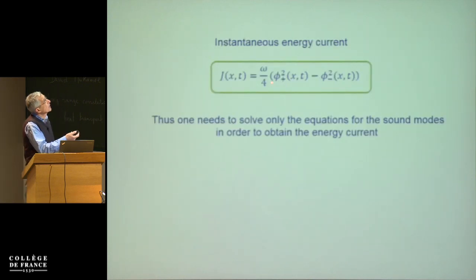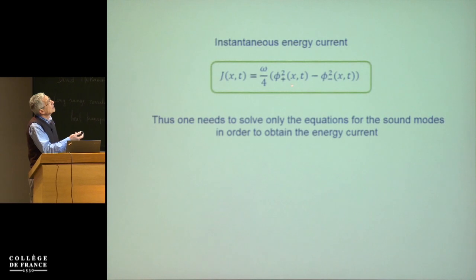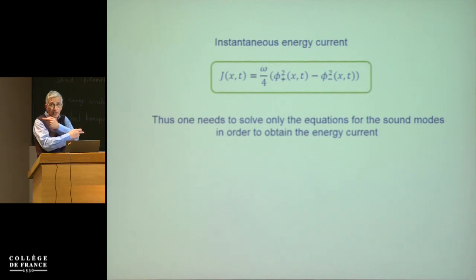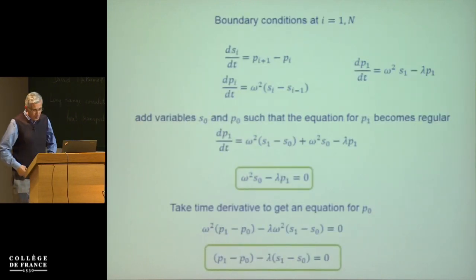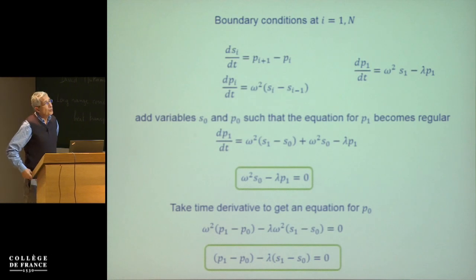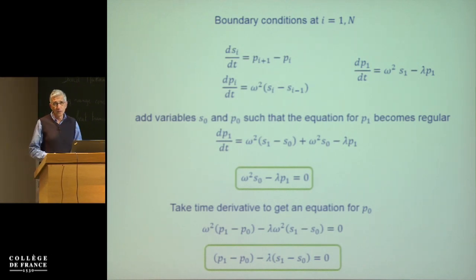So this is basically the instantaneous energy current in the system, which you want to calculate. So you want to solve the equations for the two modes, phi plus and phi minus, which are the sound modes that propagate in the system. Okay, so to do that, you have to be careful with the boundary conditions.